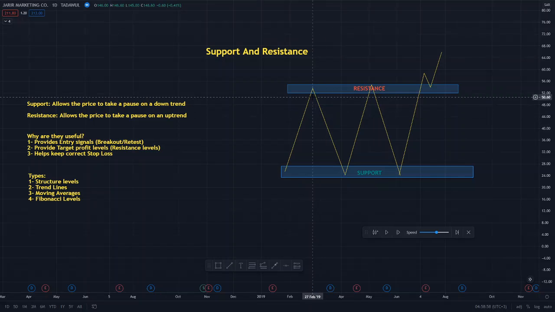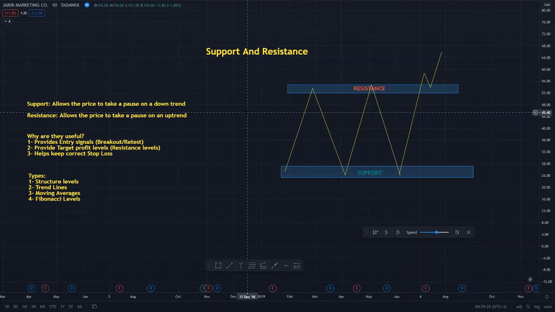An extremely important and useful strategy is to place your target profit at the immediate structure or resistance level. And lastly, they help you keep correct stop loss values. I always emphasize keeping your stop loss value just below the support level in order to not get stopped out early in your trade.